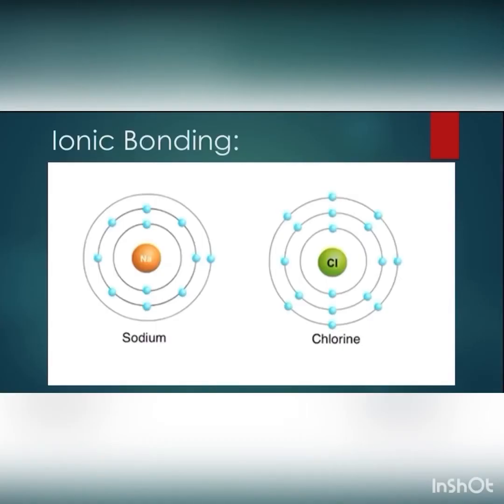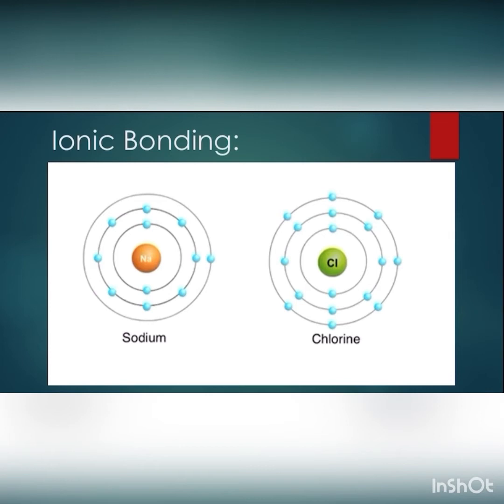So we have two types of chemical bonding. We have ionic bonding and covalent bonding. So what is ionic bonding? It's when electrons are transferred from one atom to another. And the less equal sharing of electrons, the more ionic the atom is. And it usually occurs between metals and nonmetals.